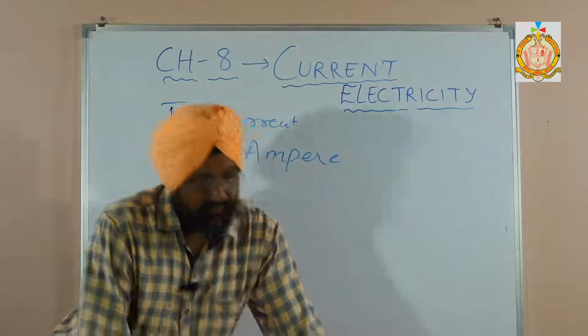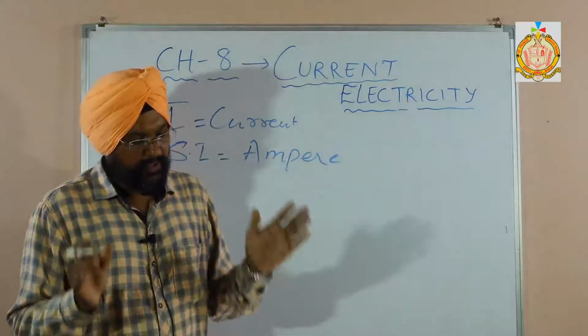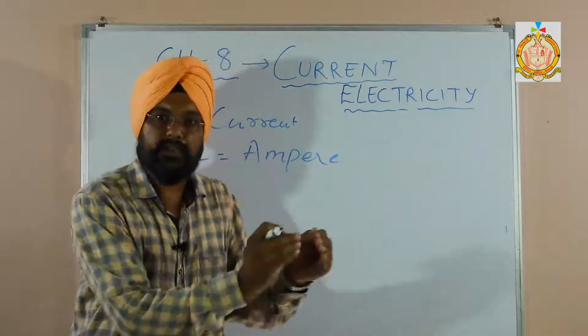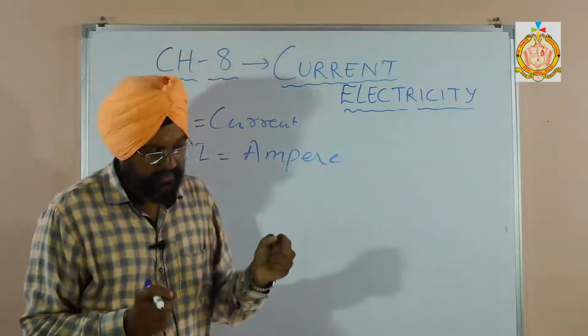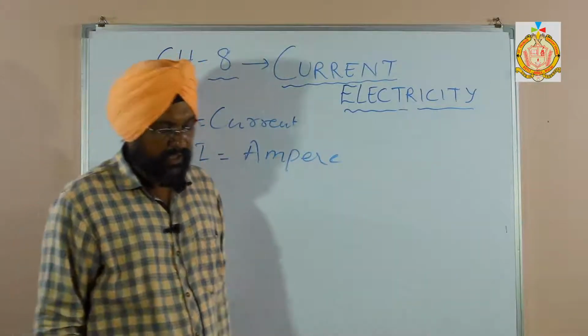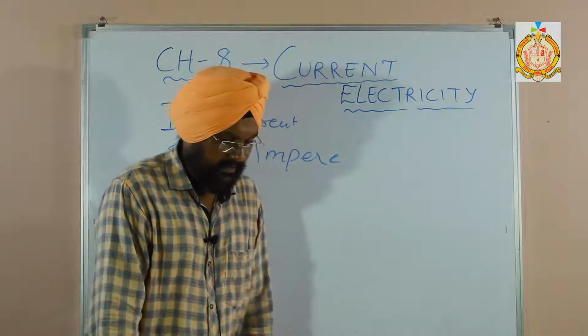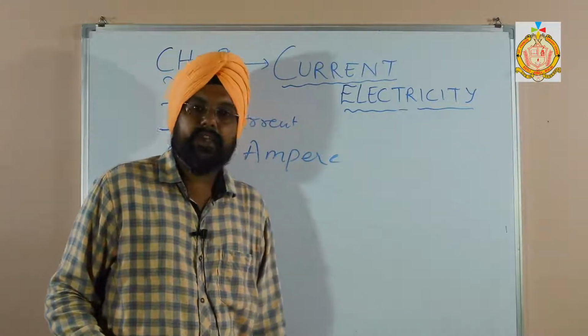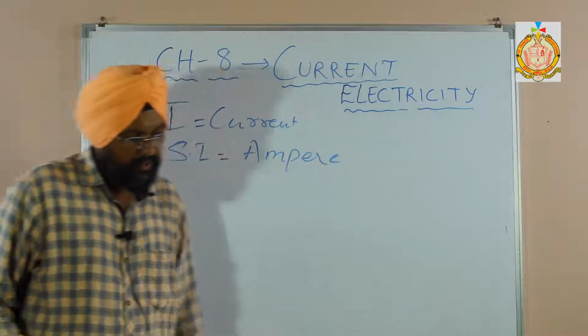Now we define what is 1 ampere. 1 ampere is the current which flows in a conductor when 1 coulomb of charge passes in 1 second. To express current in smaller units, we have the milliampere and the microampere.